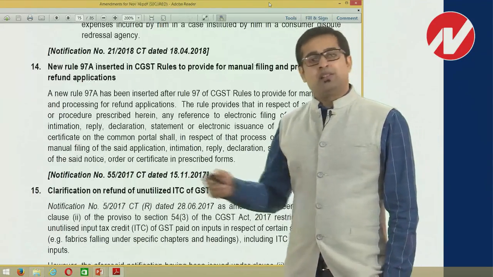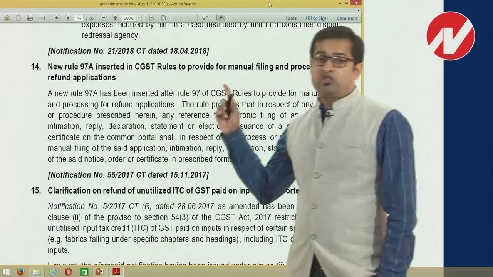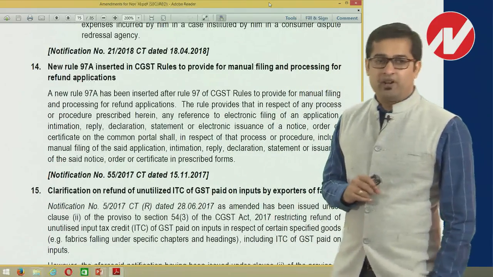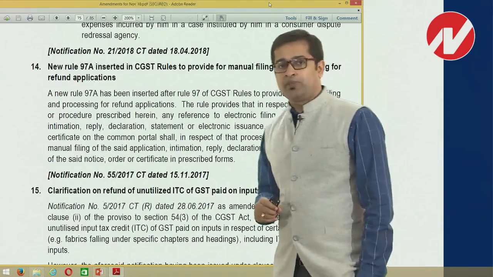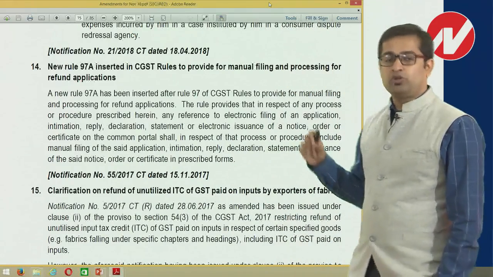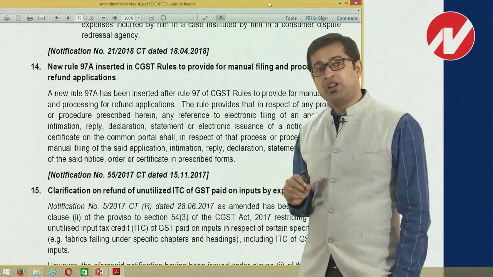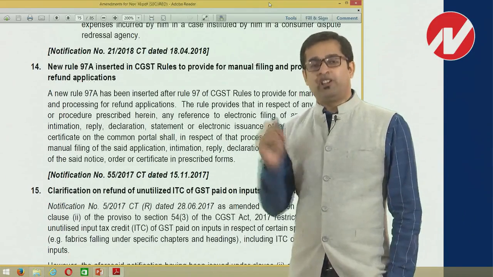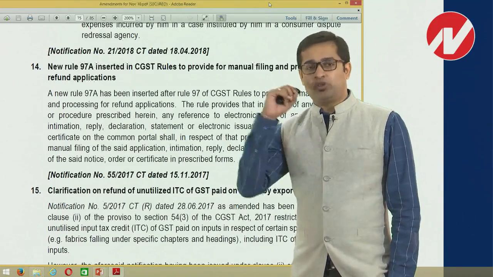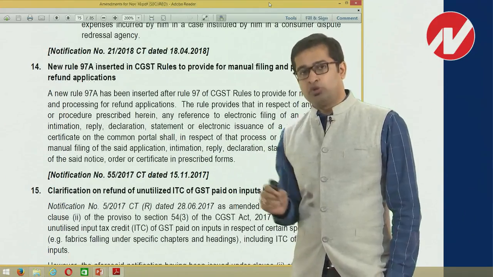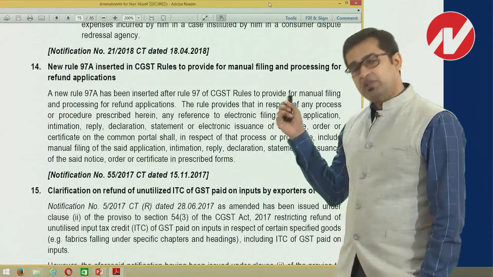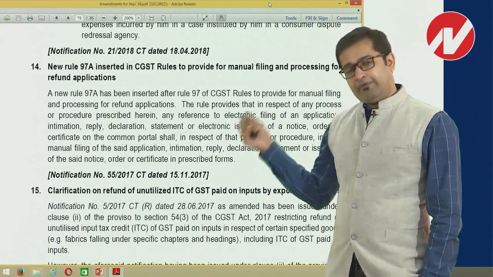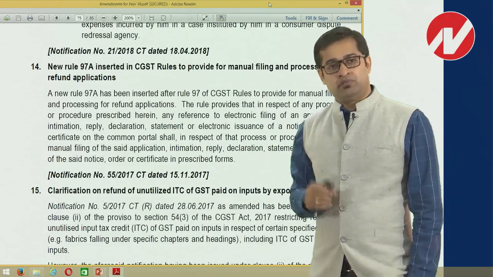Let us move ahead. There is Rule 97A, which talks about the manual filing of the refund application and all other documents. So a special clause has been brought. Actually, Rule 97A was everywhere talking about online, electronic filing of refund application, electronic filing of documents and all those things. But manual filing of the same has also been allowed, and for that Rule 97A has been amended.